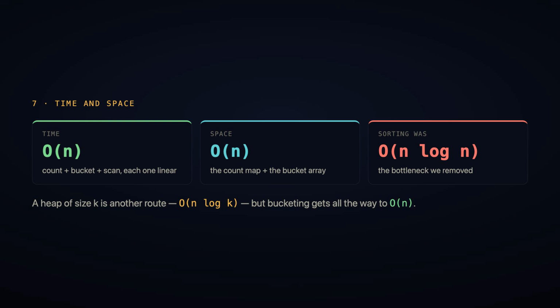And for the record, there's a popular alternative using a heap of size k. That's O of n log k. A little slower than this, but lighter on memory. Bucket sort is the one that gets you all the way down to linear time.